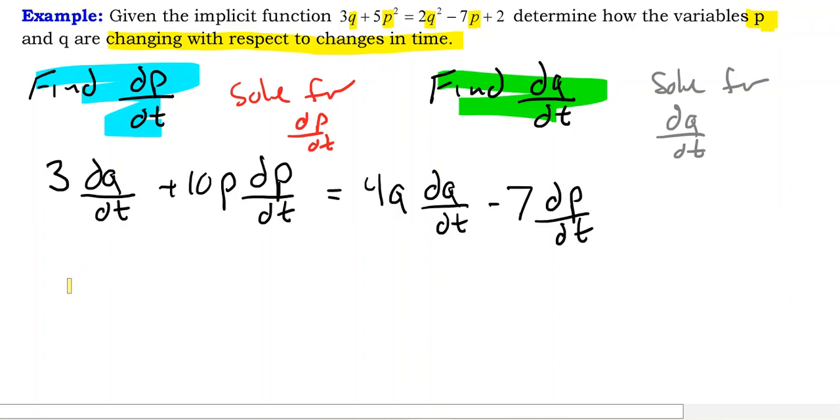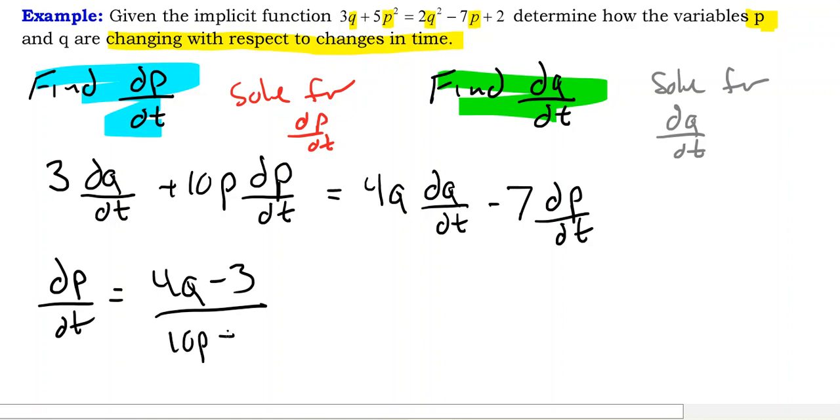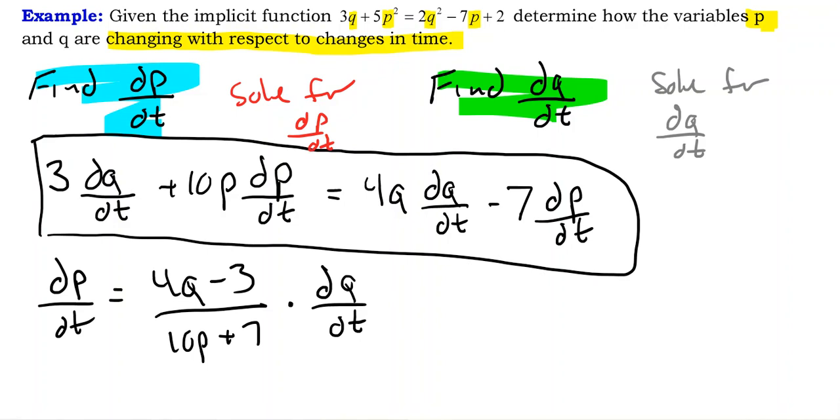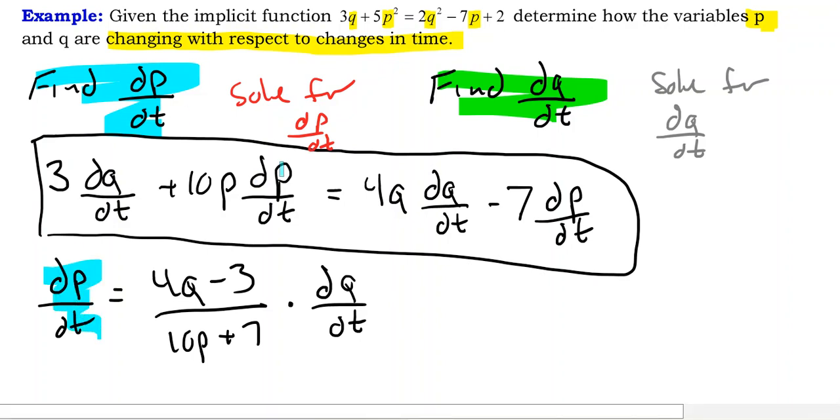Let's see, I need the right pen here. dp/dt is going to end up being (4q - 3)/(10p + 7) times dq/dt. And I'll let you do the algebra to get to that point. We're simply solving this for the variable dp/dt, which is this. So it's just a little bit of algebra, which we've done many times.